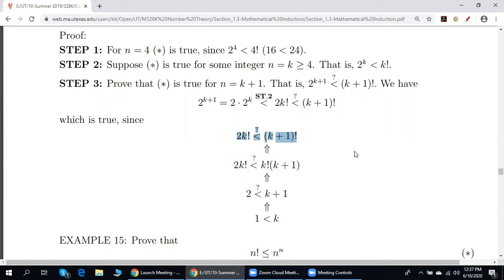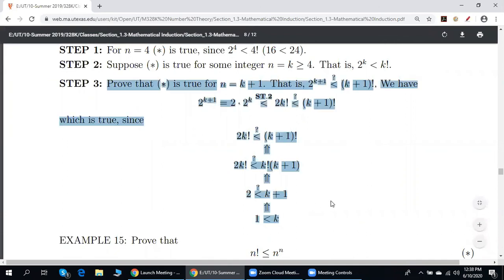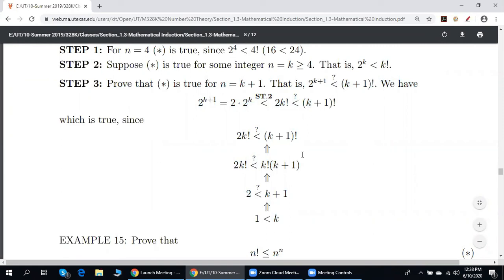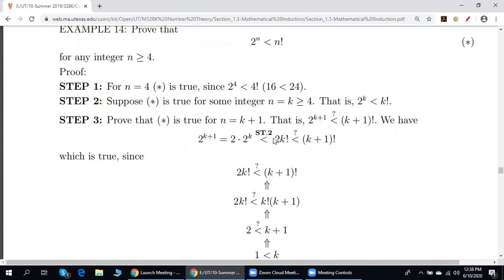Any questions here? Can you go back to step 3 and explain, or I guess how you replaced in step 2? Yes, absolutely. So 2 to the power k plus 1 is 2 times 2 to k. You agree? Yes. Now, please take a look at this inequality.